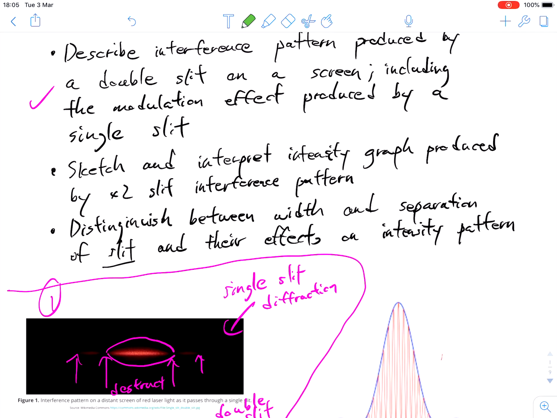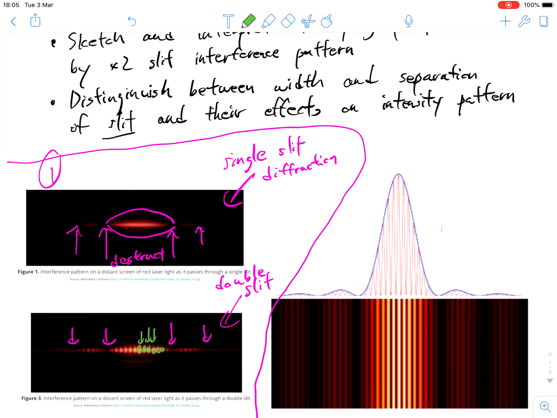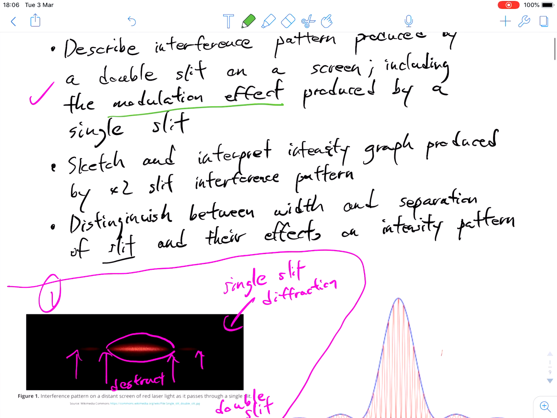The idea of modulation: I like to think of the modulation effect as the single slit controlling or enveloping the double slit interference pattern. So the single slit diffraction pattern will in some ways control the double slit, sort of overpower it. Even if the double slit were to have a maximum there, the single slit overrides that and says, nope, we're destroying all of the interference going on there. So that's the idea of modulation.